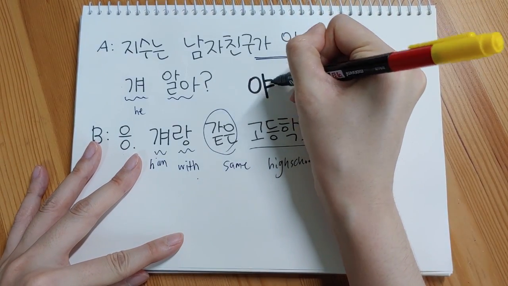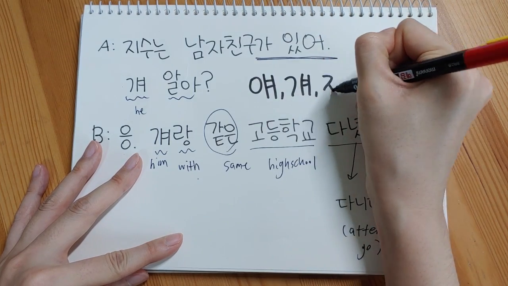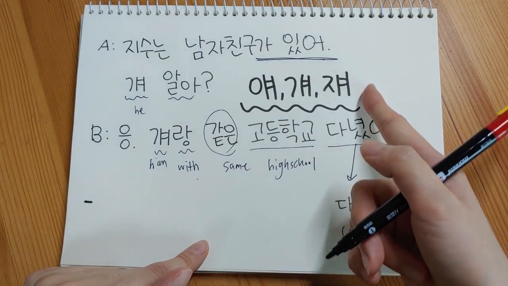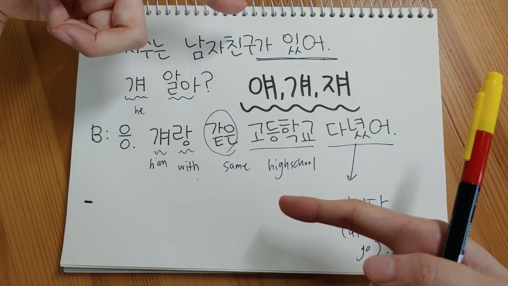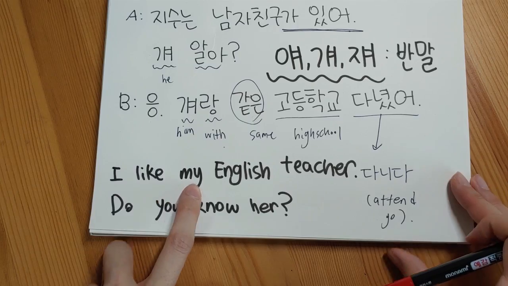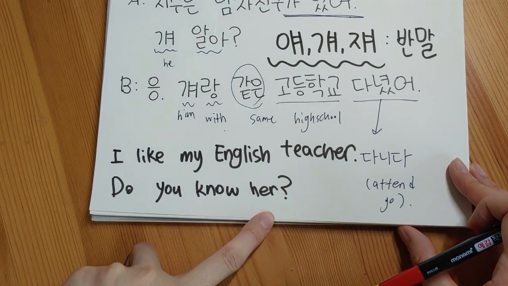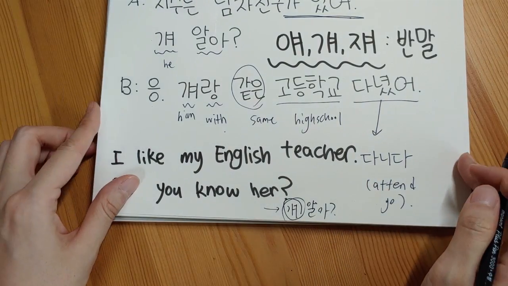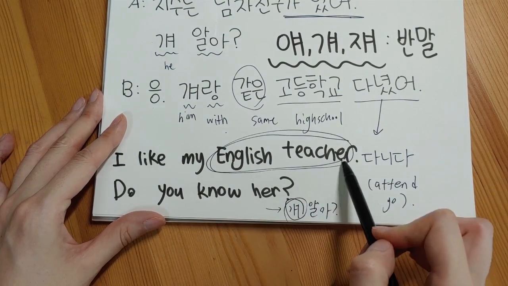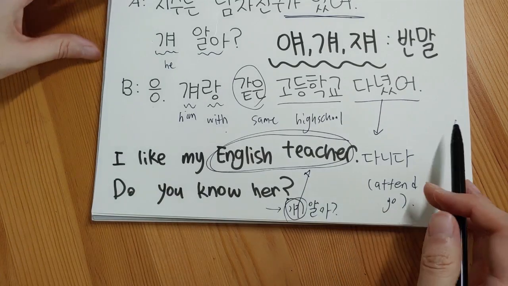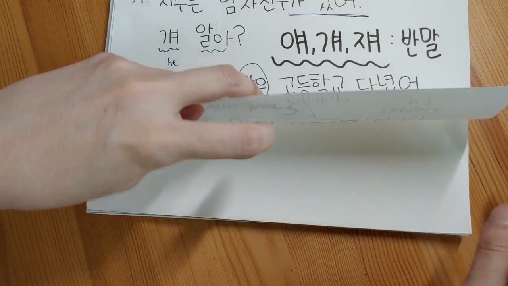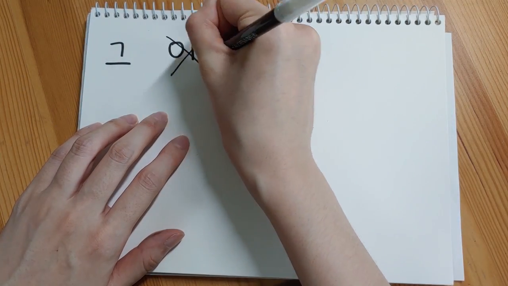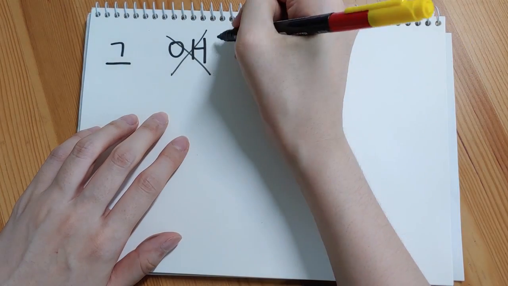However, 얘, 걔, and 쟤 are all in 반말 form. So you shouldn't use this to anyone that you should be showing respect to. For example, when you say, I like my English teacher, do you know her? You shouldn't say 걔 알아 to mean do you know her in this context because you're talking about your teacher, right? So you shouldn't use 걔 to your teacher that you should be showing respect to, that you should be using 존댓말 to. So what you can do is instead of saying 그애, you can say 그분.